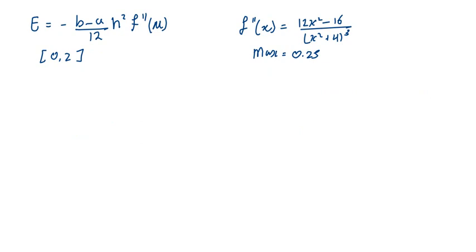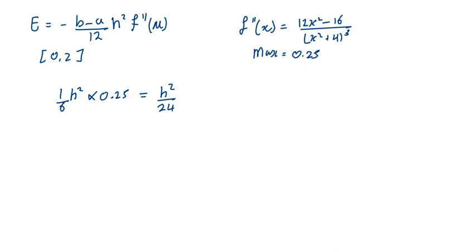So b minus a is like 2 minus 0, that's going to be 2. 2 divided by 12, that's 1 over 6. So that's going to be 1 over 6. Then we're going to say our h here, okay, multiplied by 0.25. This is going to give us h squared divided by 6 divided by 0.25, which is going to be 24, like that. So I've just multiplied both the numerator and the denominator by 1 over 0.25.